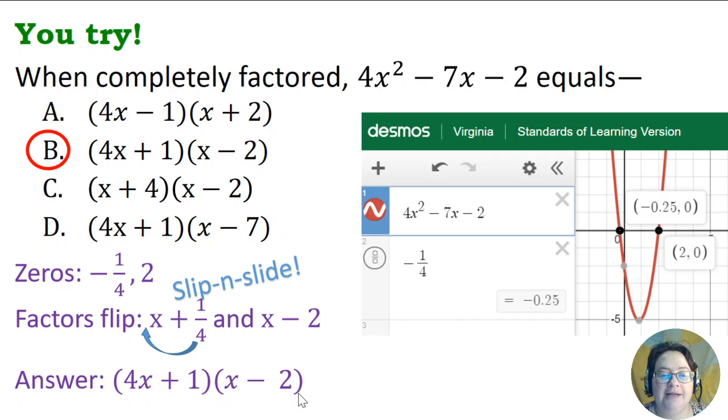When you put your answer in Desmos with the original expression, it does line up and lets us know we have this right.